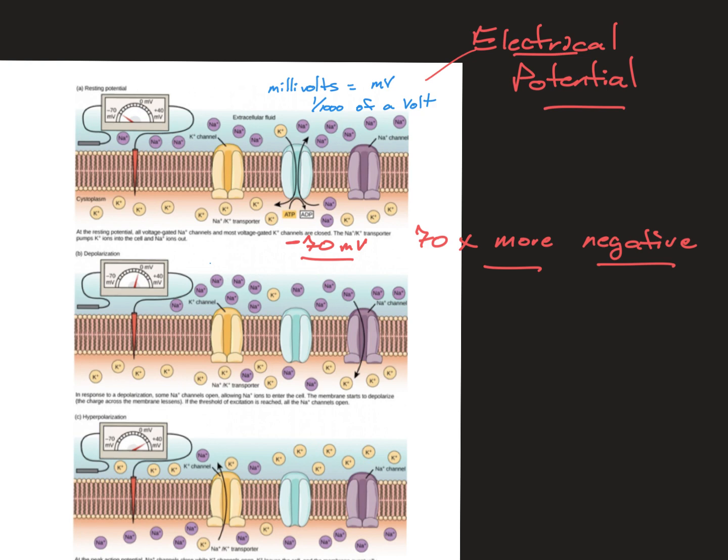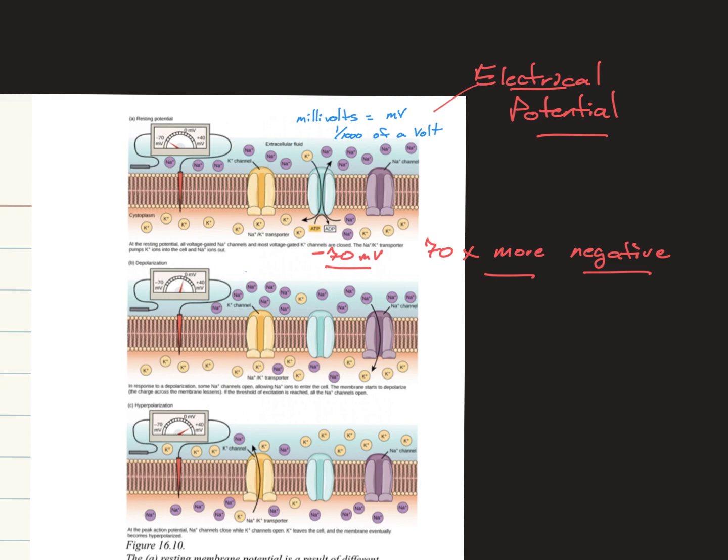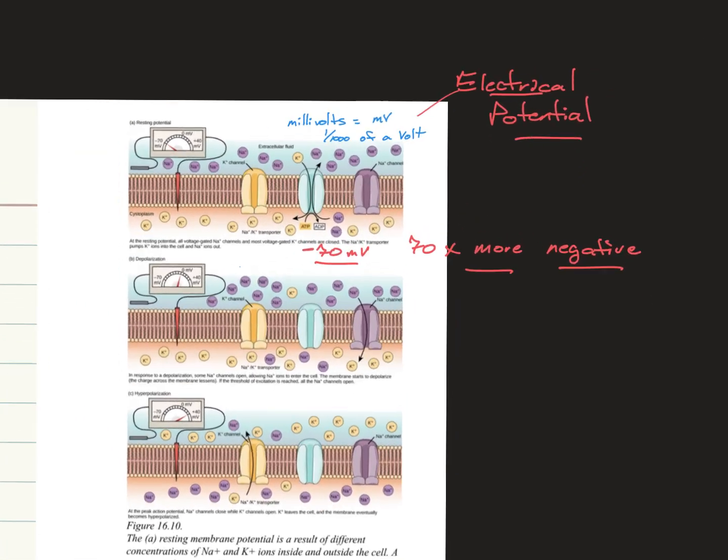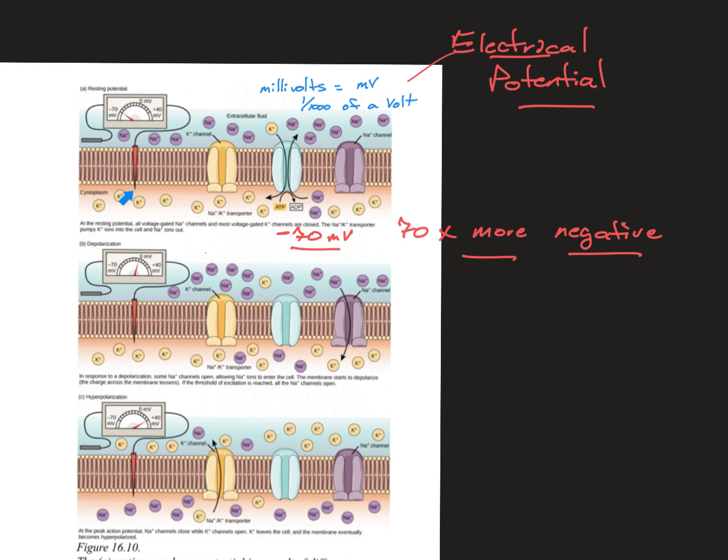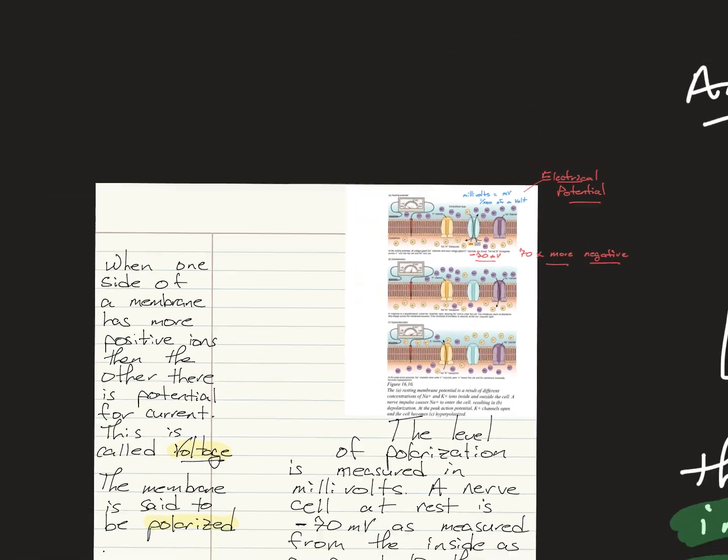Are we good with that? Does anybody have any questions about it? I mean, it's a lot, but negative 70 millivolts means it's 70 times more negative inside than it is outside. That's what that means. You see how the electrode is on the inside? You see a little doodad sitting inside the cell? That's measuring the difference between inside the cell here and outside over here. See how one end is outside, the other end is inside? It's looking to see what the difference in charge is. And they're saying negative 70. So it's 70 times more negative on the inside.